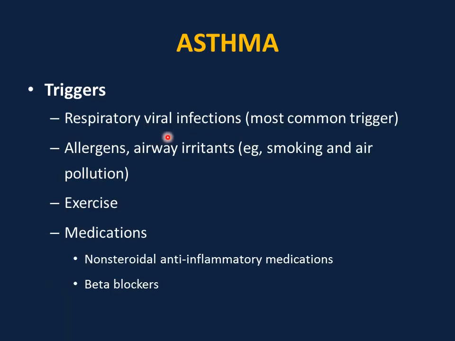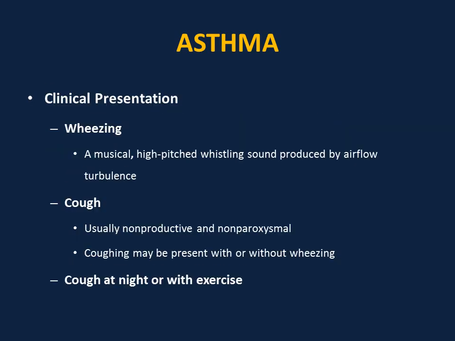The most common trigger for asthma is respiratory viral infection, especially rhinovirus. This is the most common trigger, URIs. Other triggers: allergens, airway irritants, for example smoking, air pollution, exercise-induced asthma, and medication, for example non-steroidal anti-inflammatory medication such as ibuprofen. Beta blockers can also trigger asthma.